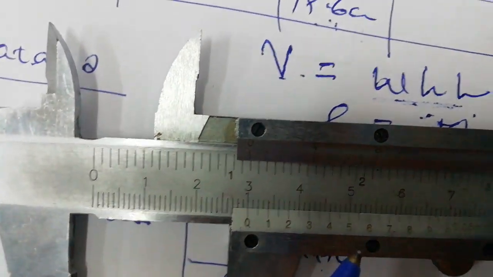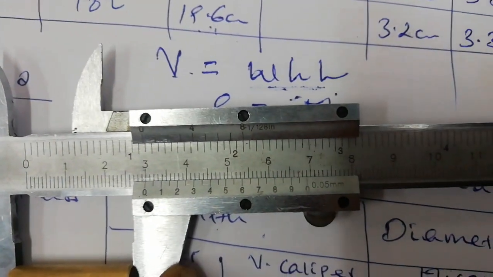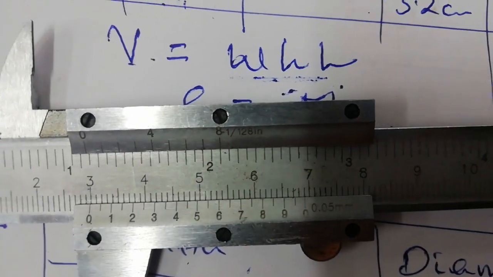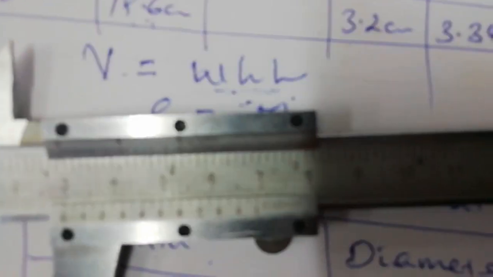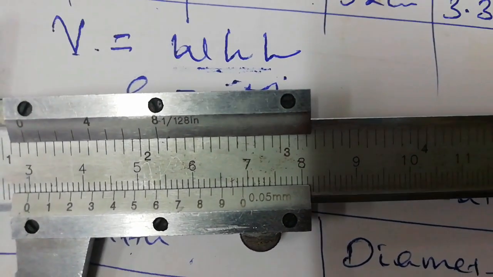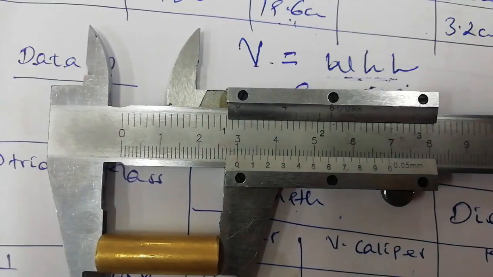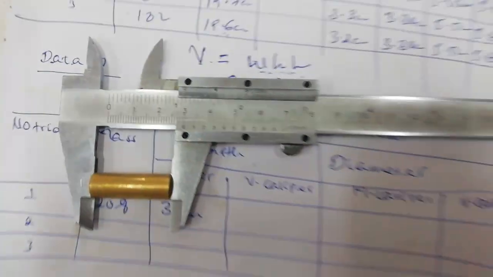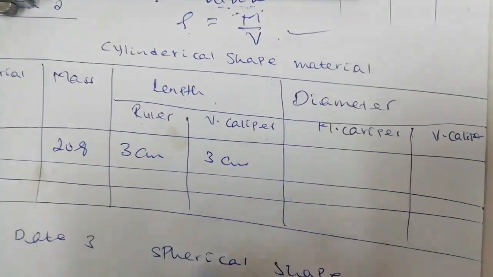Then you find the number that overlaps. The overlapping number is 0 and 3. You get this? The 0 of the vernier scale and the 3 on the main scale of the vernier caliper overlap. So due to this, it is around 3. This is 3 centimeters.